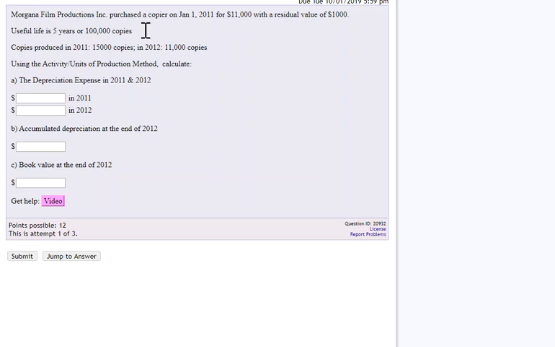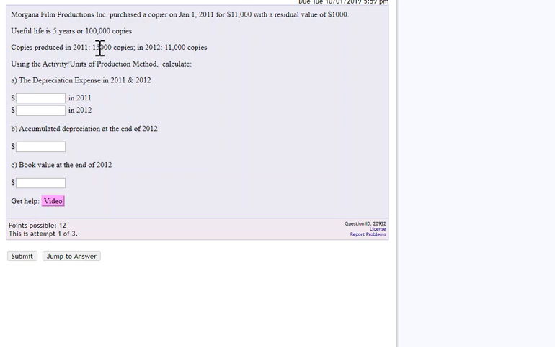Okay, so we have another depreciation problem here. This time we're asked to use the units of activity method. Similar information we got under straight line. Morgana Film Productions purchased a copier. This time it had a cost of $11,000 with a residual of $1,000. Useful life 5 years or 100,000 copies.